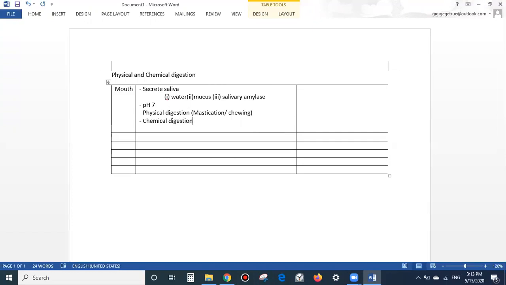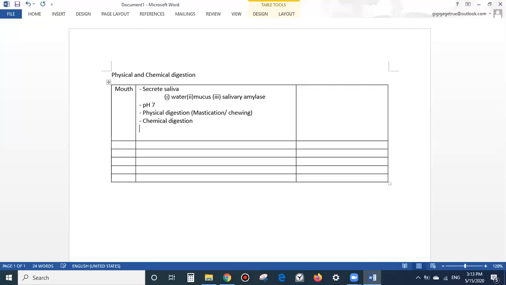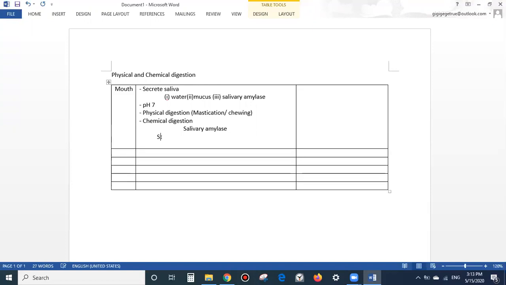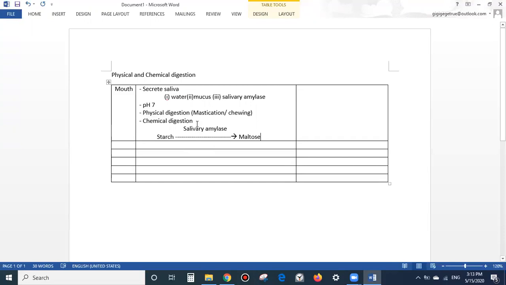Chemical digestion in the mouth involves salivary amylase. So basically what happened is your starch is digested by salivary amylase into maltose. Okay, that's the chemical digestion that occurs in the mouth, and also the physical digestion occurs there. Okay? Next is your esophagus.